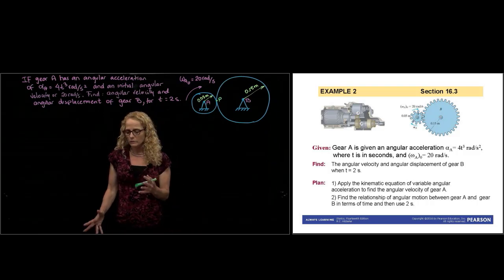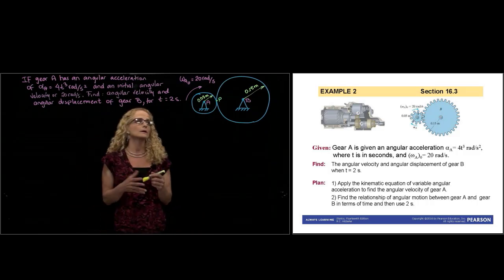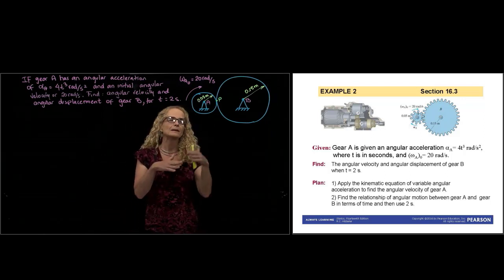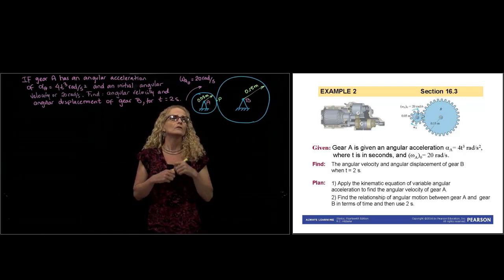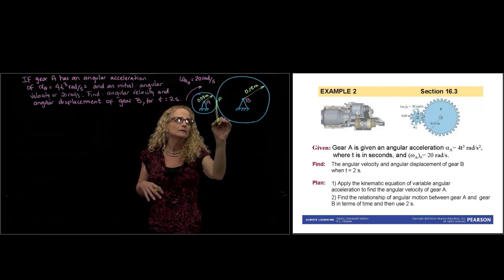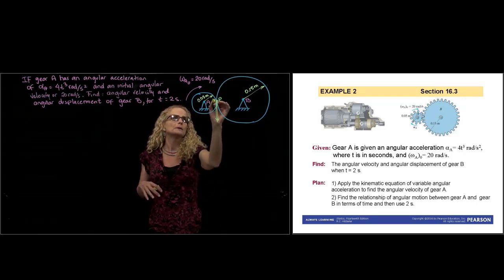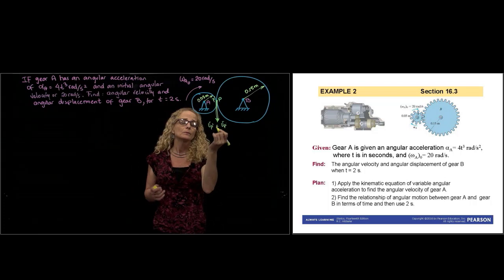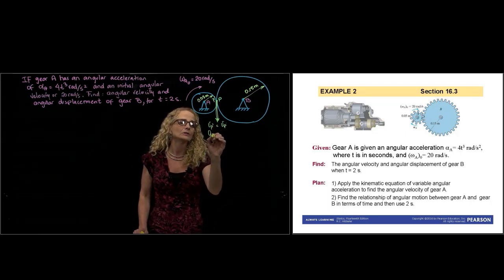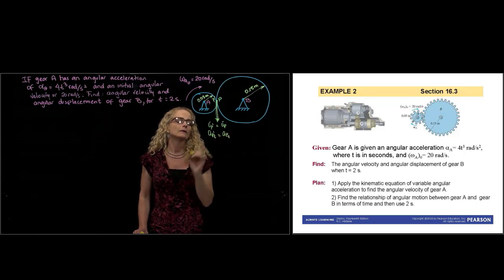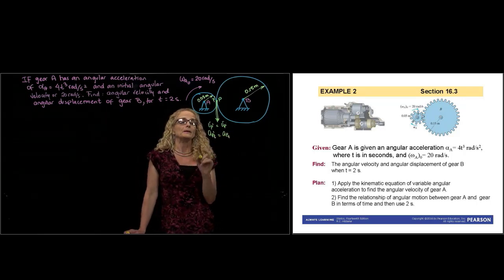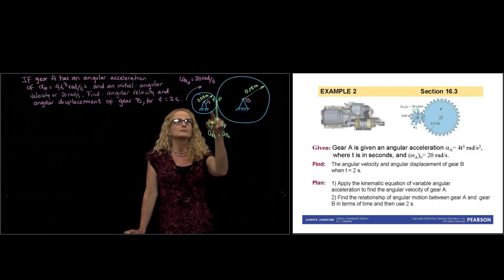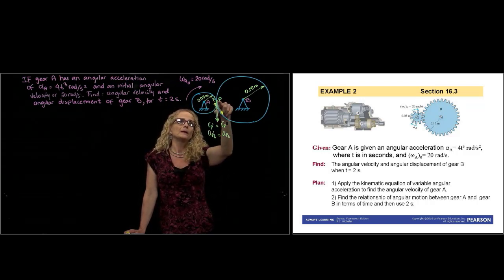The first thing we have to know when we are talking about gears is that there is rolling without slipping between those two points. So the velocity of these two points, let's call them P and P prime, the velocity of P prime is equal to the velocity of P. And we also have to say that the tangential acceleration of P prime is equal to the tangential acceleration of P.